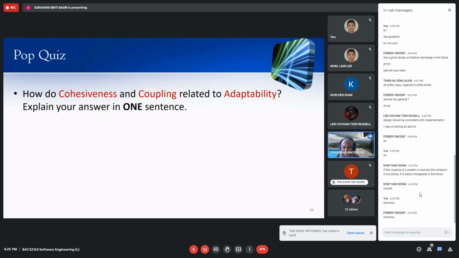Yes, Solomon and Daniel. It doesn't need to be very good words. It is just what you think, how cohesiveness and coupling are related to adaptability.